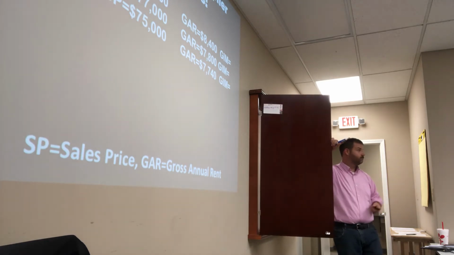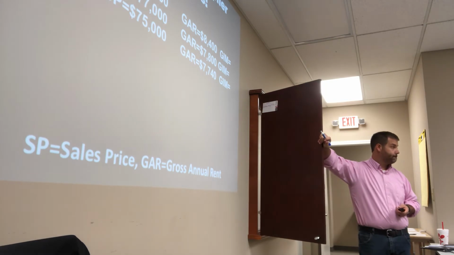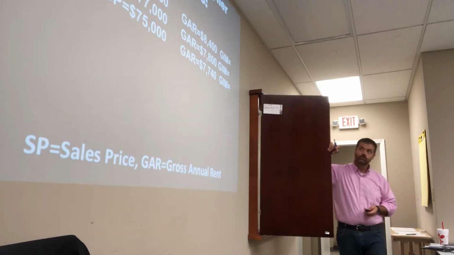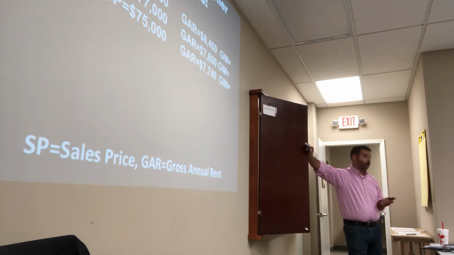Yes, ma'am. So in the formula it says monthly rent, so for the gross annual rent, do you have to divide that by 12? Great question. This one, gross income multiplier, is the annual. Oh, the yearly, okay. If it was a gross rent multiplier, it would be on a per month basis. So we could actually divide these by 12 and maybe figure out what that is.